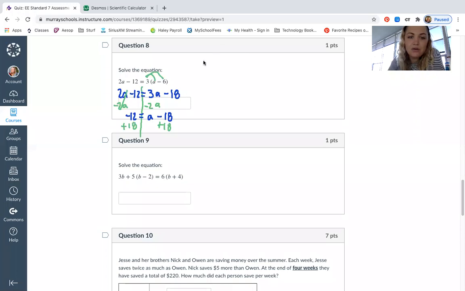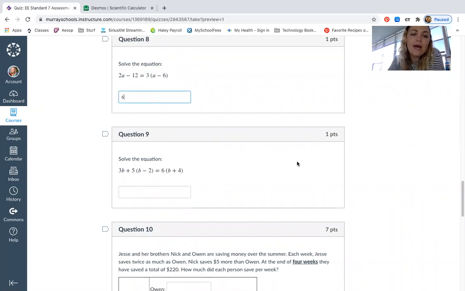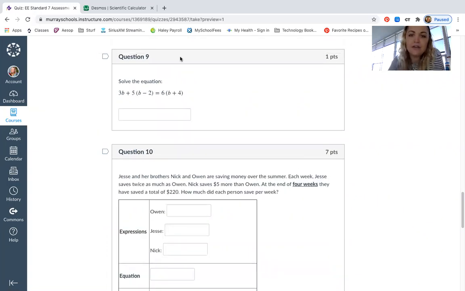So I would have 6 equals a. And that's my final answer here, 6. Let's clear that out. One more equation to solve, and then we get word problems.